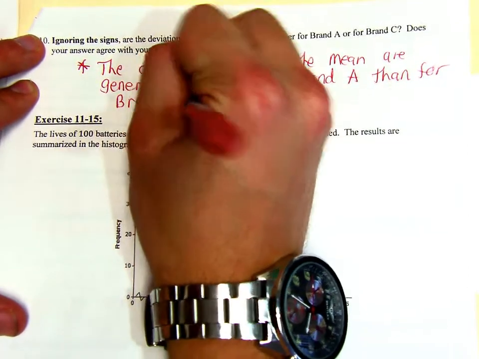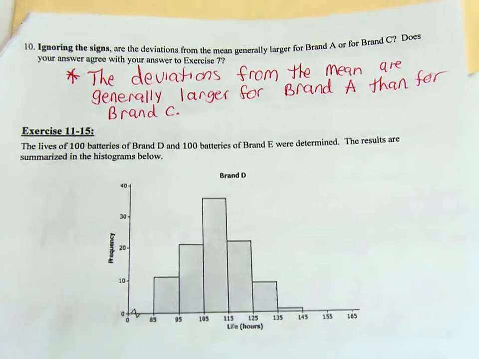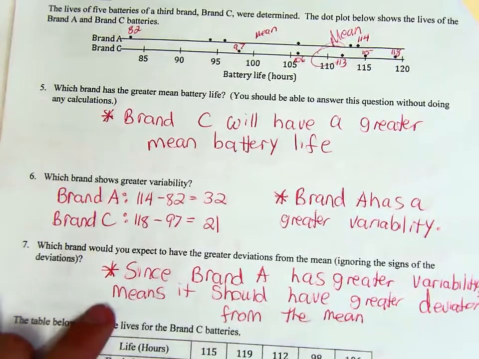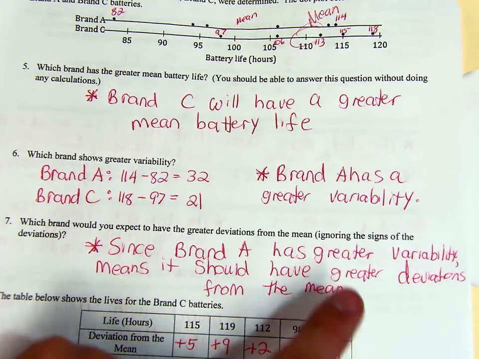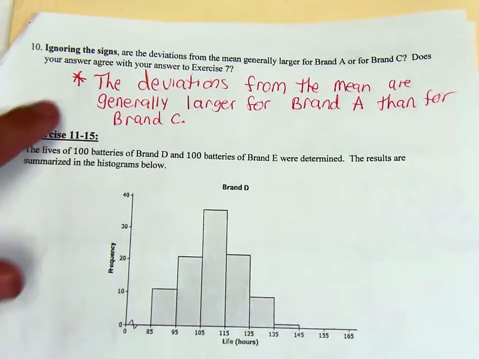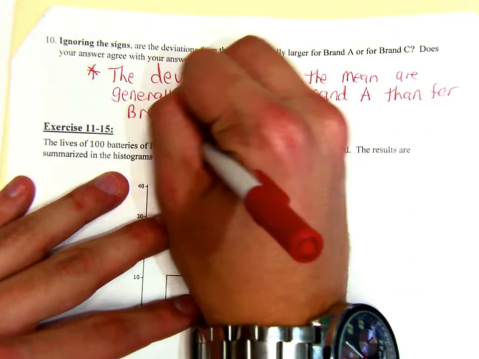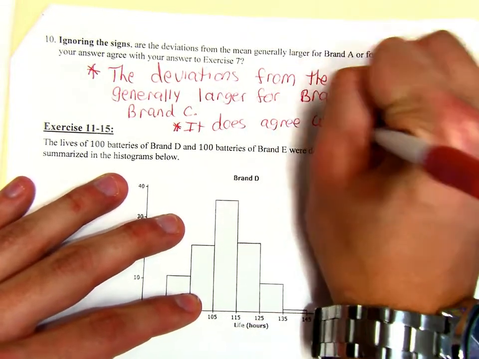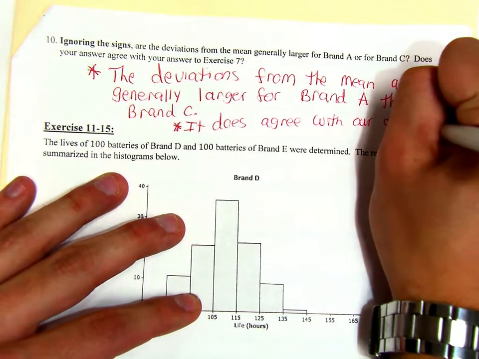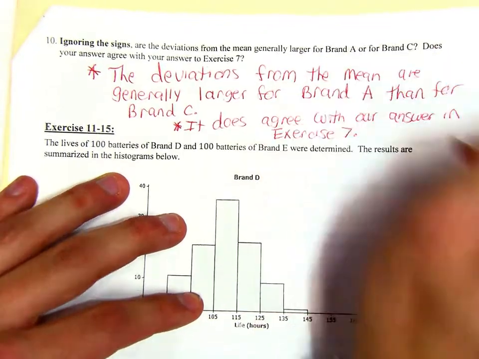And they want to know, does your answer agree with exercise 7? Well, in exercise 7, if we go back, it says, which brand would you expect to have greater deviation? We said brand A has greater variability, so it should have greater deviation. And that's exactly what we said here. The deviations from the mean are generally larger for brand A than for brand C. So we could say, it does agree with our answer in exercise 7. So it will work.